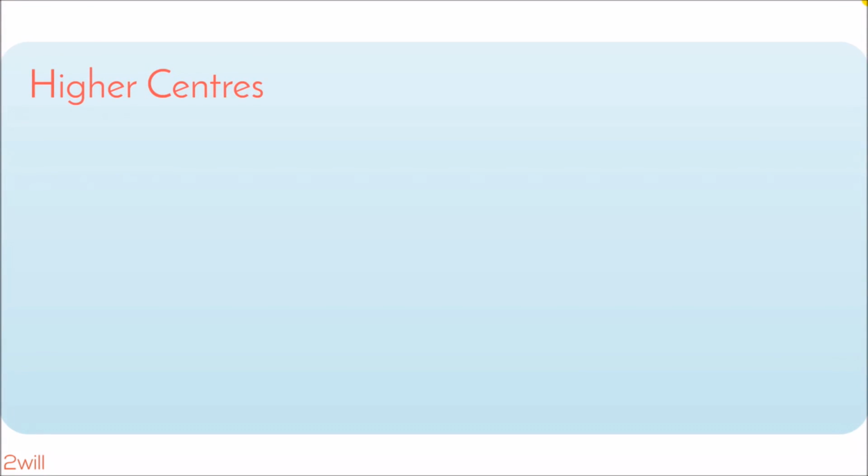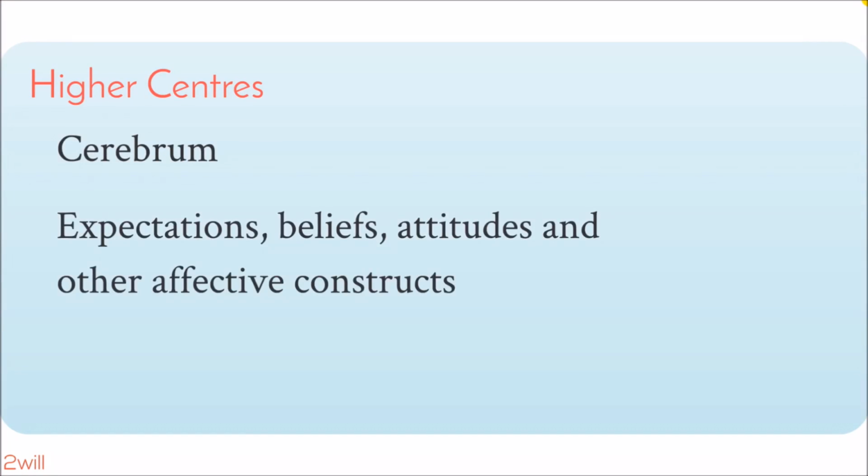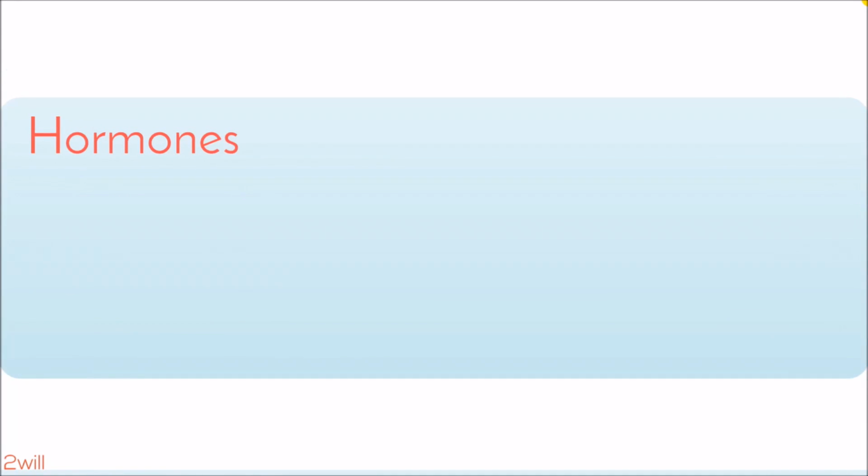And this is the bit that makes humans apparently smarter. And this is also where expectations, beliefs, attitudes, and other affective constructs are created and influence pain. They influence pain by directly influencing the lower centers that I've just talked about, particularly the periaqueductal gray, resulting in descending modulatory mechanisms. It also understandably has close links with the behavior of the autonomic nervous system, which plays a major role in the last pain modulation center, that's hormonal controls.